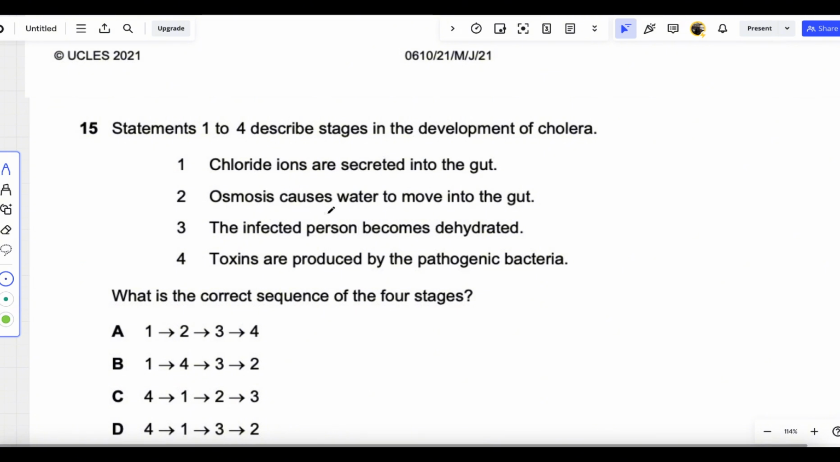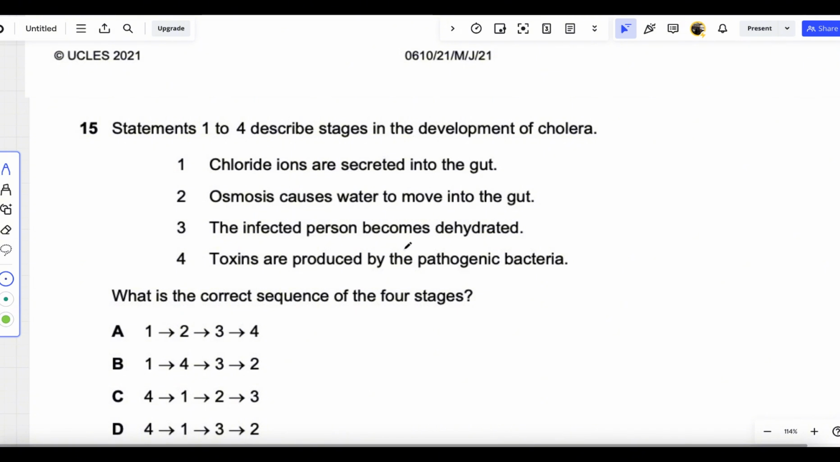Osmosis causes water to move into the gut. That could not be the first one. The infected person becomes dehydrated. This will be the last. When you are dehydrated, it means you already have the cholera. So 3 should be one of the last steps.